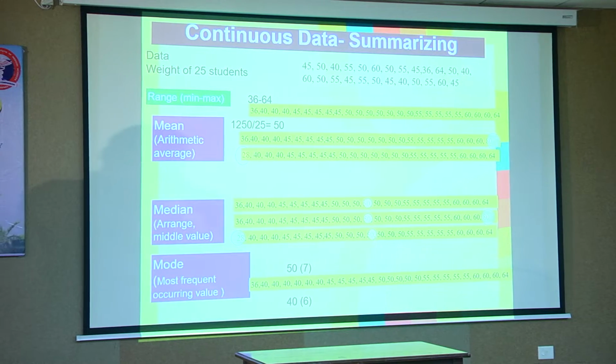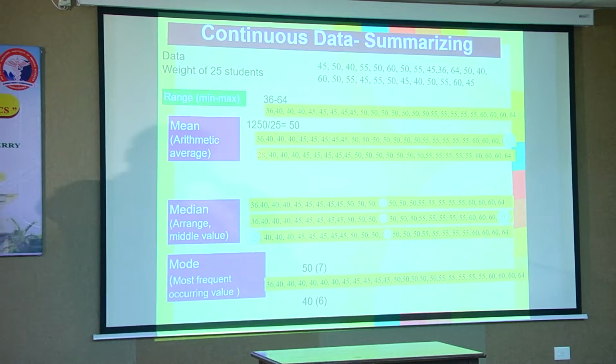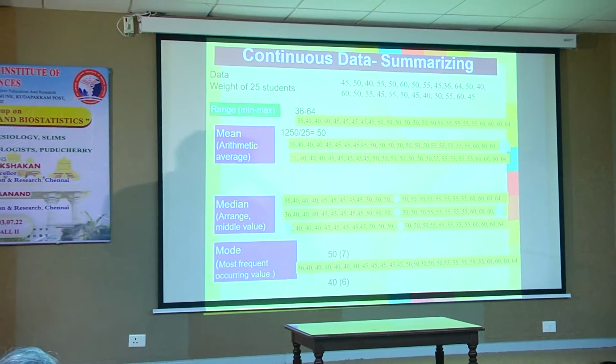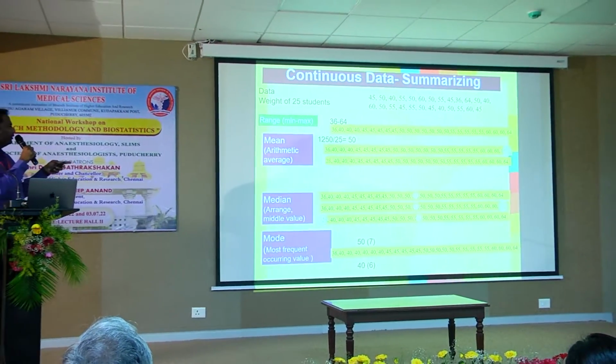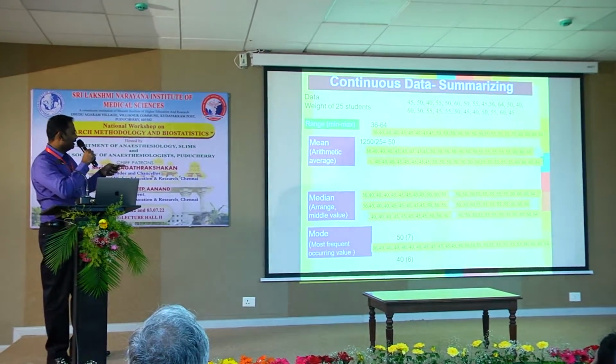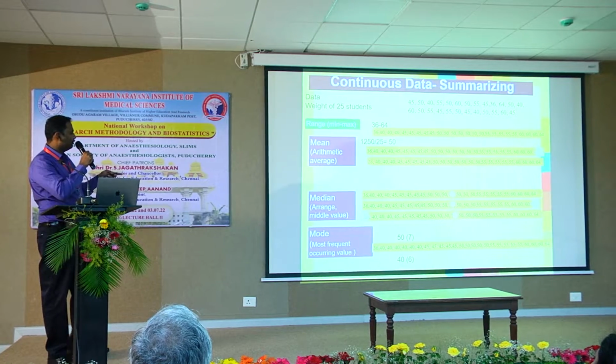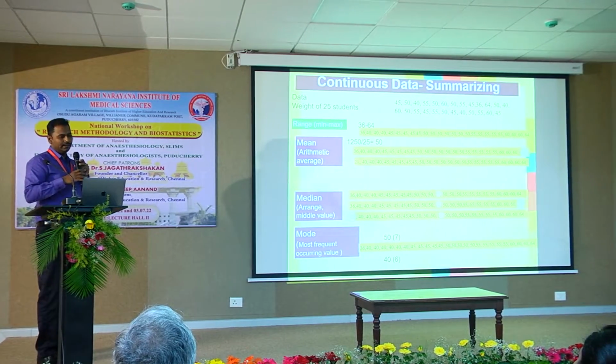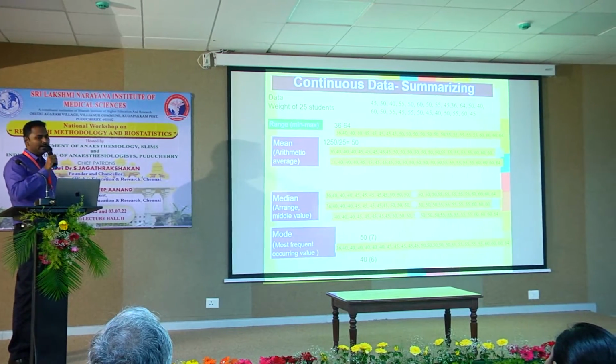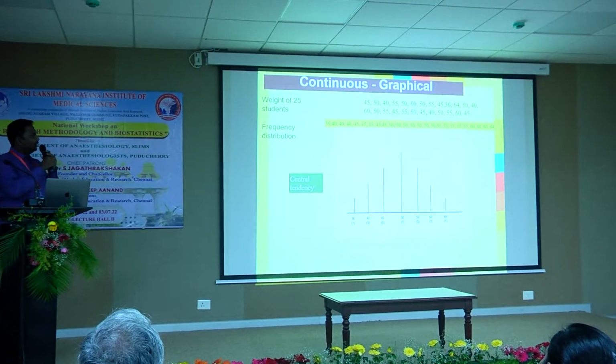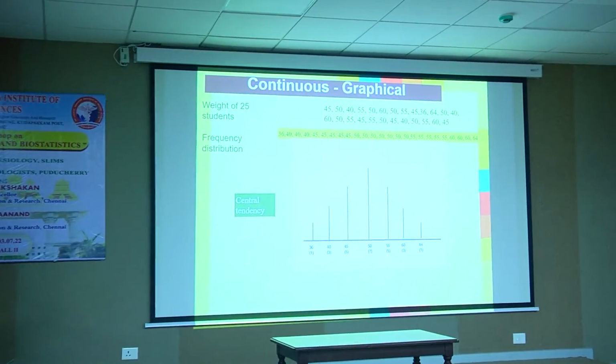In this scenario, 28 is the average number, and the median you will get is around 28, and in mode the most frequent value is 50, that is the mode. In this way only you have to summarize the continuous data. How will you present the continuous data graphically?